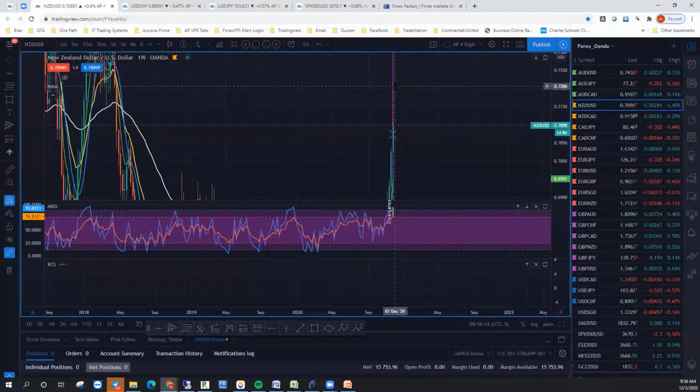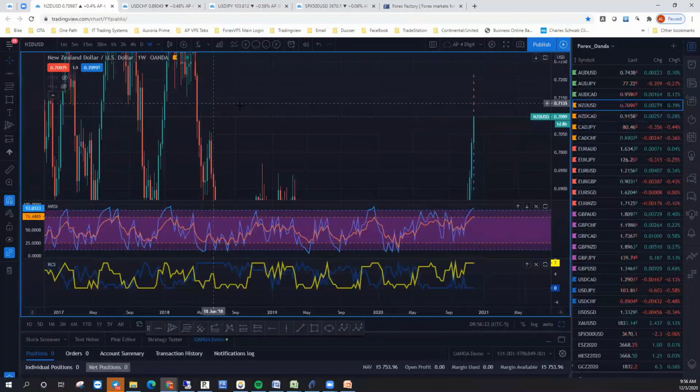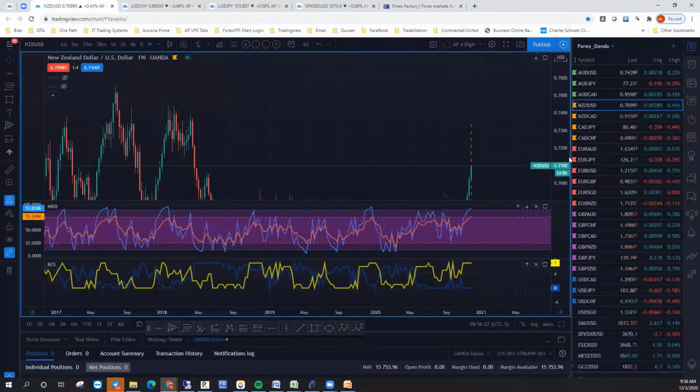Let me just take all this stuff off this chart. You can see where the prices are. Take my moving averages off here, so you can see where the price is. It really does have the potential to go all the way up here.